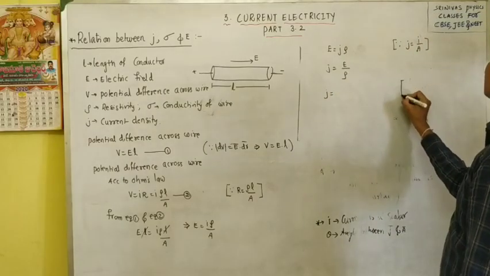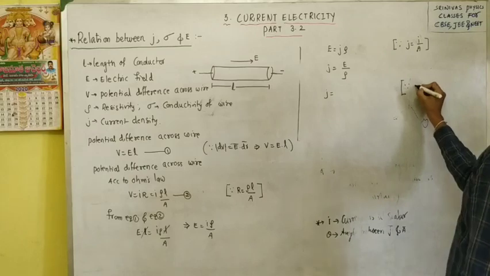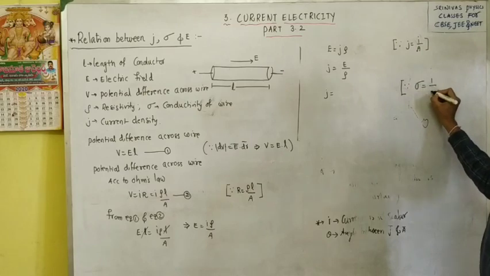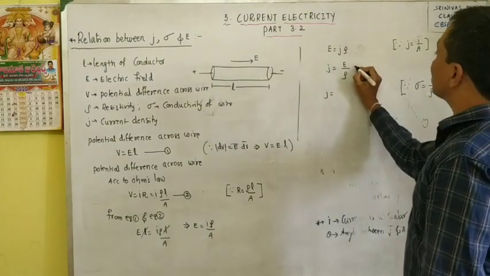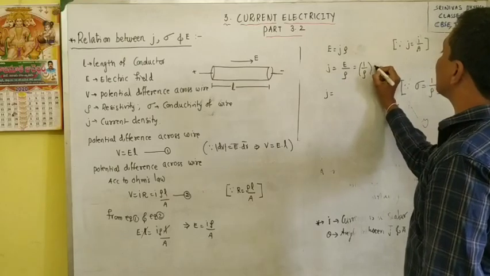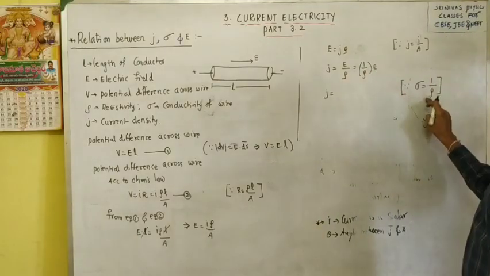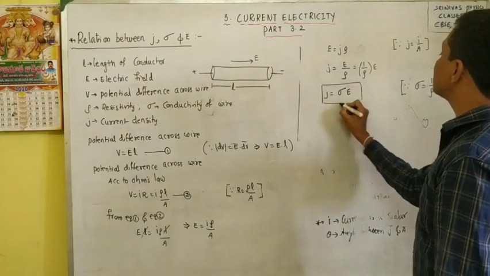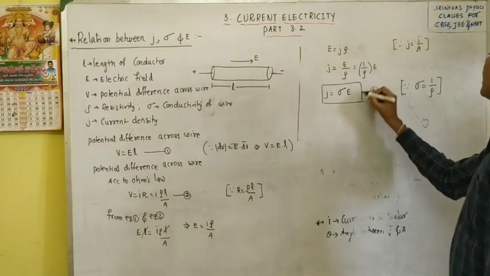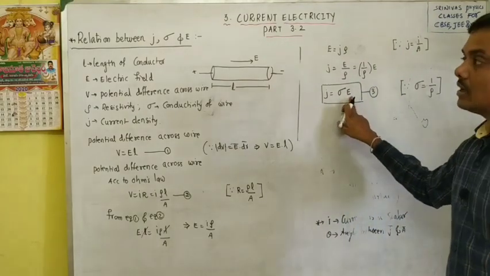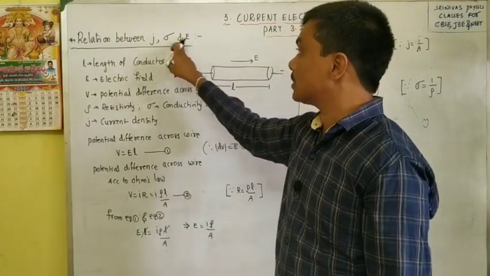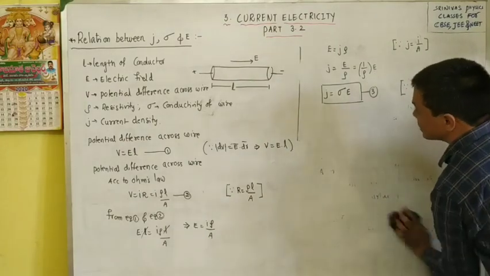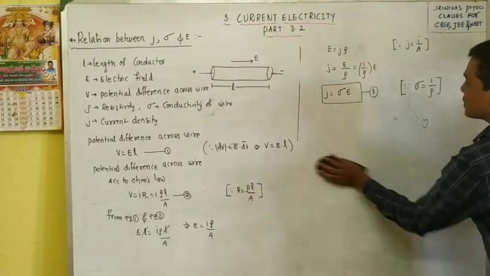1 by rho is the resistivity inverse, and 1 by resistivity is the conductivity. Conductivity is sigma, and its formula is 1 by rho. That means here we write this as 1 by rho into E. But 1 by rho is sigma. It is not P. Remember that. J is equal to sigma E. This is the relation between J, sigma and E. What is J? Current density. What is sigma? Conductivity. What is E? Electric field. The relation between J, sigma and E is J is equal to sigma E.